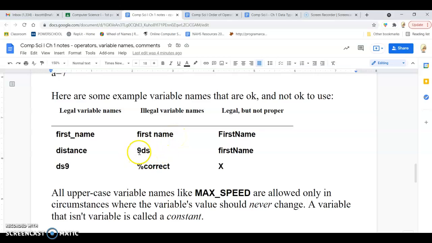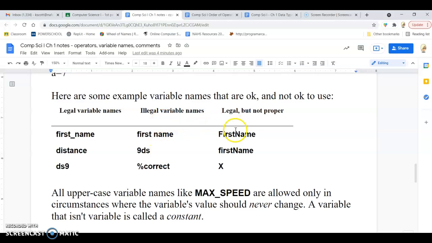The next one, it doesn't start with a lowercase letter, and all the variable names have to start with lowercase letters. So this could be DS9, or it could be D9S, but you just can't start it with that number. And then the one here, %correct, has a funny character, and you can't have funny characters. The only character you can have other than letters and numbers would be that underscore. So that's why this one's bad.